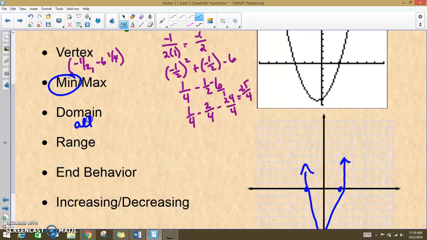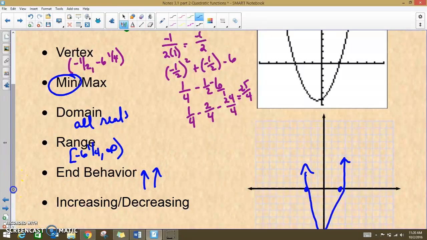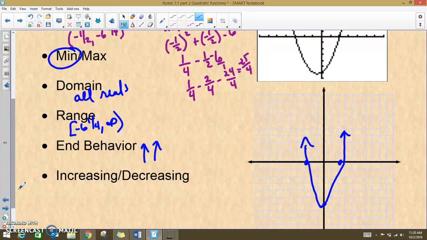Our domain, we said, is always all reals. My range is low to high. So remember, we always use the y coordinate of the vertex. Okay, and then it continues on forever to +infinity. My ending behavior, the a value is positive, or we can see the arrows point up. And I'm almost out of time.